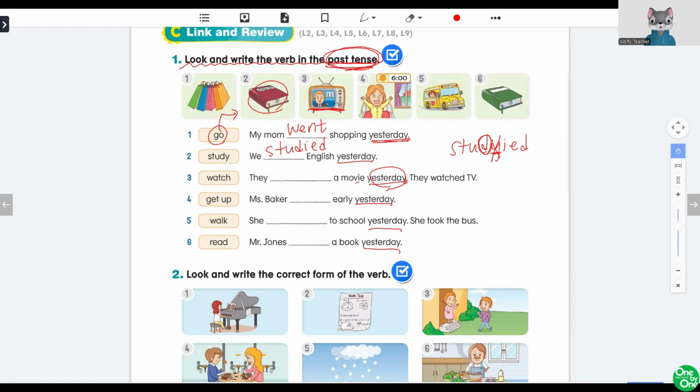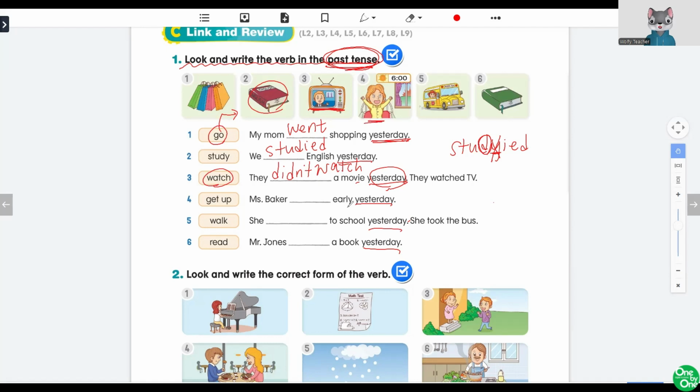Next one. They, a movie yesterday. 영화를 안 본 거니까 우리 뭐라고 얘기해야 돼? It has to be in the negative form, so it has to have didn't. They didn't, and the original verb over here. They didn't watch a movie yesterday. They watched TV.